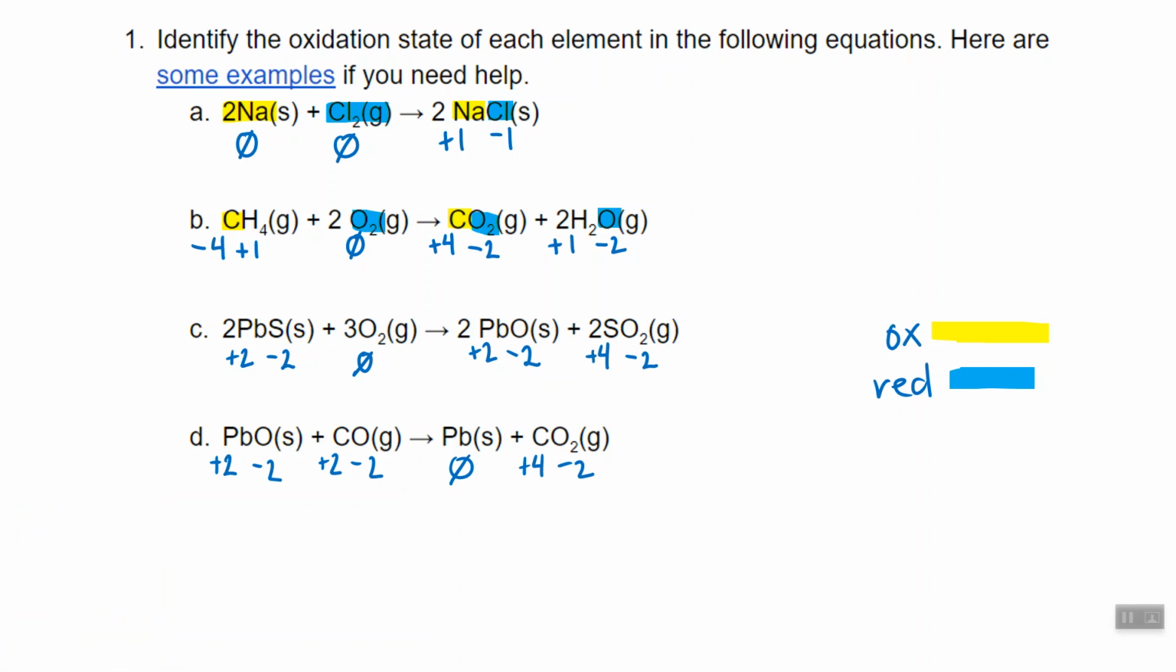For the next one, sulfur is going from -2 to +4. So that's going to be oxidized. And the oxygen is going from 0 to -2, so it's being reduced. In the next one, lead is going from +2 to 0, and carbon is going from +2 to +4. So carbon is being oxidized and my lead is being reduced.